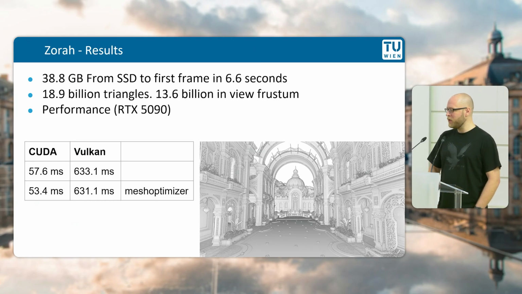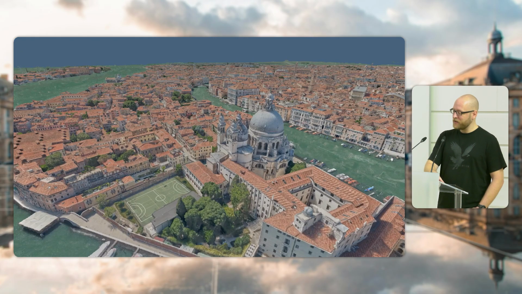In this viewport here, there are 13.6 billion triangles visible. And these are rendered in about 55 milliseconds. So about 11 times faster than Vulkan in this case here. So then there's another interesting scene here.